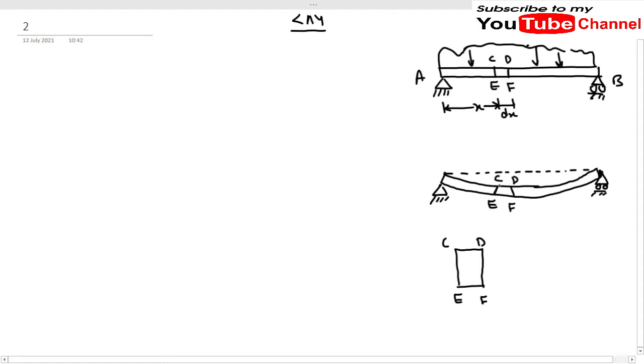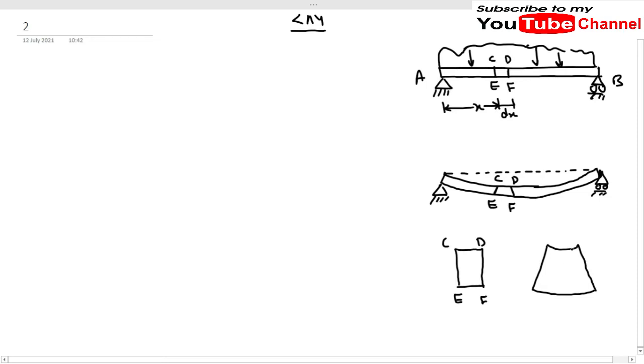You can see that after deflection this segment has a different shape. Let me draw the shape here. This segment has become something like this. This will also be a straight line, so it has become like this.